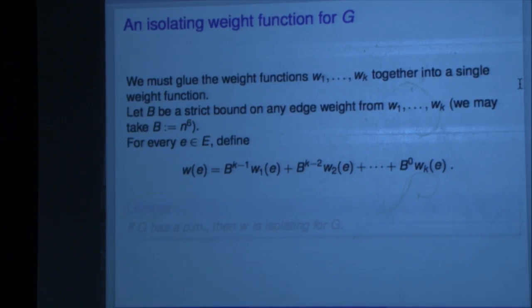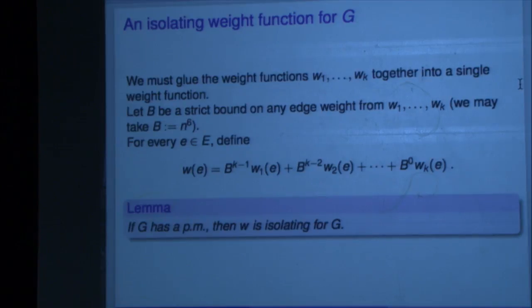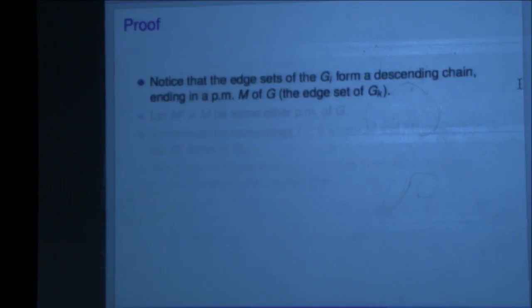So that's our weight function. And now the claim is that if G has a perfect matching, then this weight function is isolating for G. And in fact, it's going to isolate that perfect matching that's the edge set of G sub K. All right, so let's see why that's true.